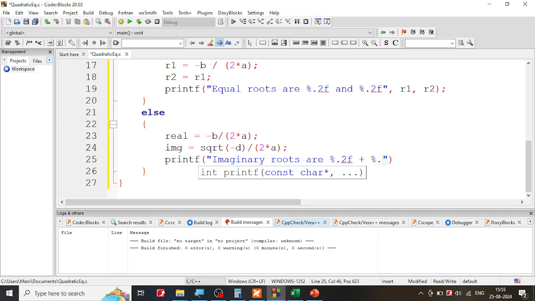Percentage point to f, but very important, I'm going to put this i. What is this i you have written, sir? Remember how I wrote square root of minus 16? This is 4, and I am manually writing it here. So this i that I have written here says that square root of minus 16 is 4 into square root of minus 1. So minus 1 I am representing as i here.